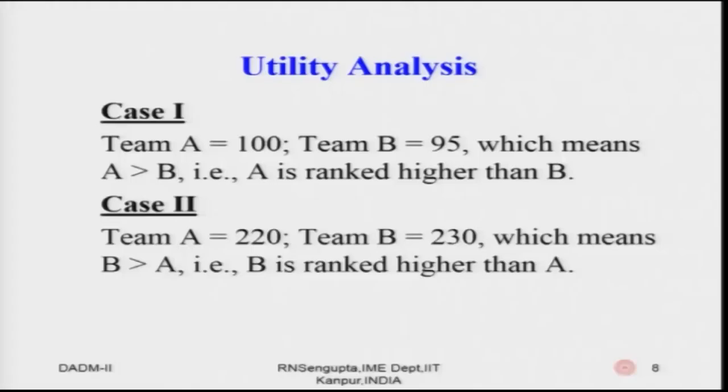Team A would have a point of 220 and team B would have a point of 230, which, because of the calculation I have shown in the last slide, would mean that B would be ranked higher than A. So, the ranking system has changed. No more is A higher than B; B would be placed on a higher level than A.